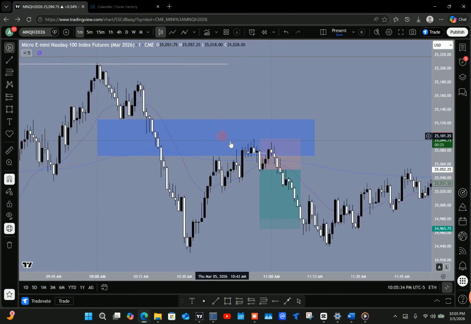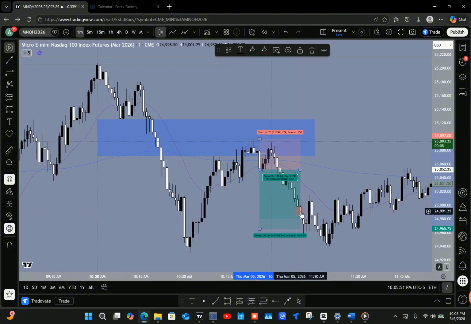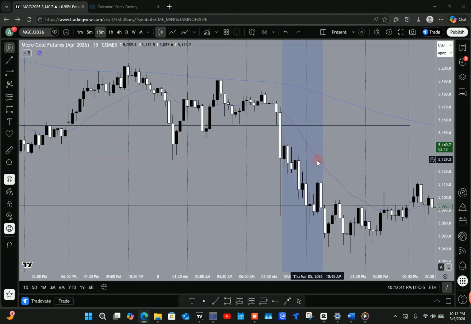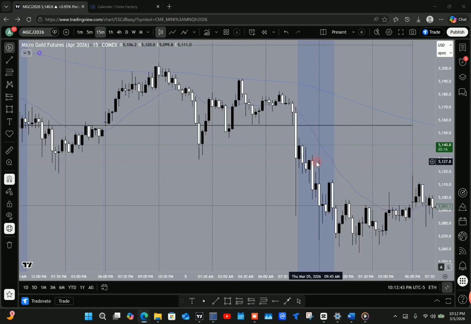Once again, we tapped into our 15-minute fair value gap. We created the order block. We closed through the order block. I take my entry right then and there, put my stop loss here. In this case, price came close to stopping me out before reversing back down and going and hitting that 1.9 Rs. Now the last trade I want to show you, the last breakdown, is going to be on gold.